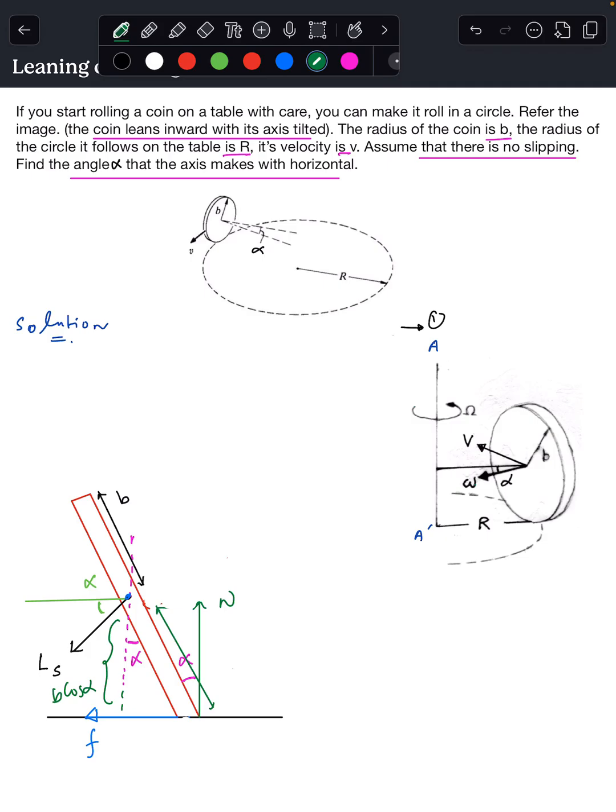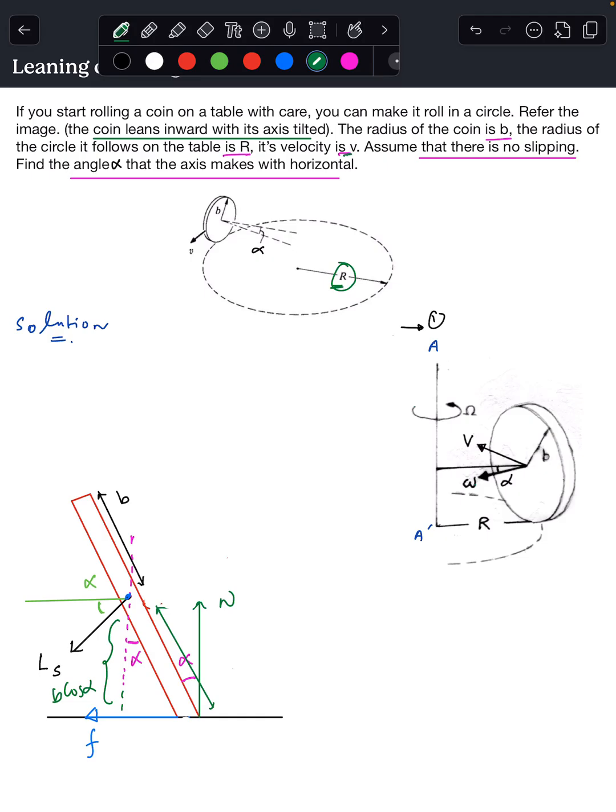In this particular question, this is based on the rolling of a coin on a tabletop. If you have a horizontal table where a coin is rolling, if there is sufficient friction, the coin will keep on rolling in a circle, as you can see, of radius capital R. There are a few key words. This is the most important key line, that the coin will be leaning inward. The axis will be tilted. It will not be very upright. If it is in equilibrium, then it will keep on rotating.